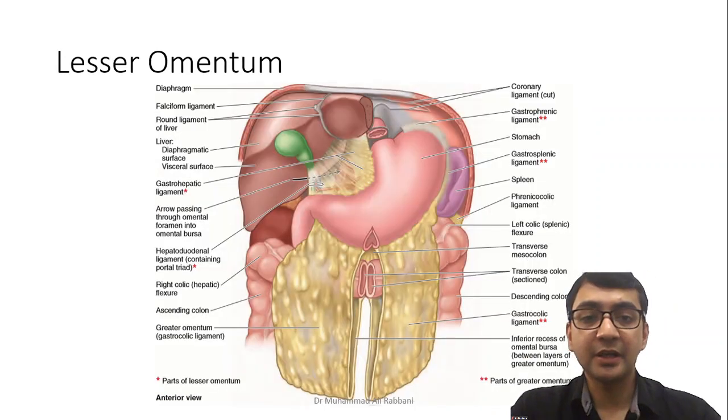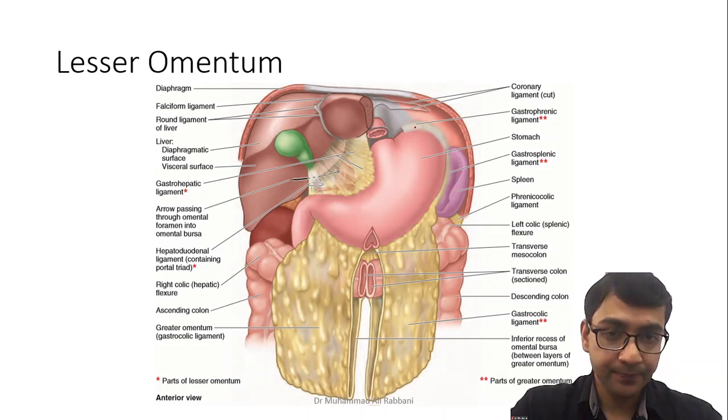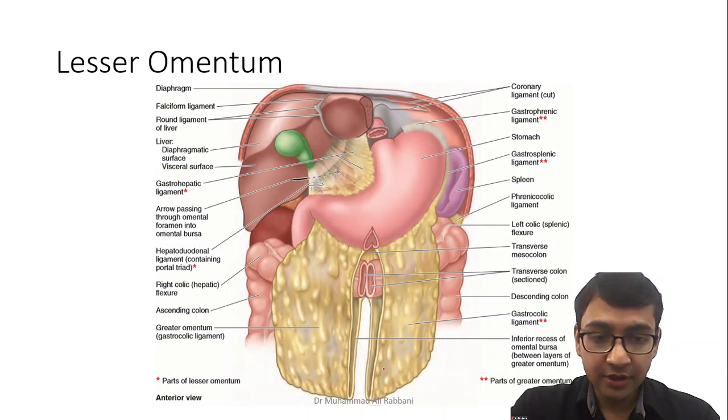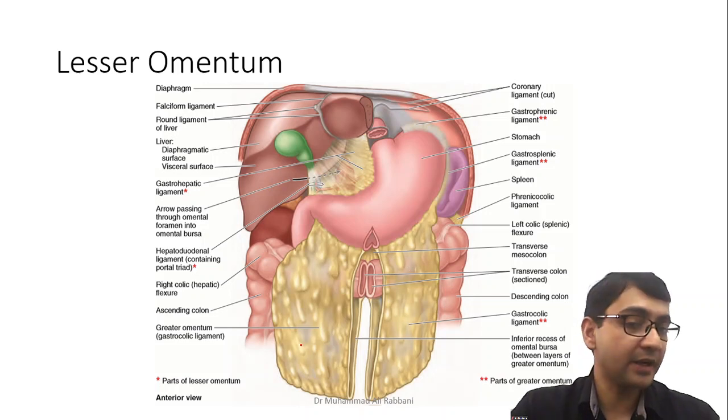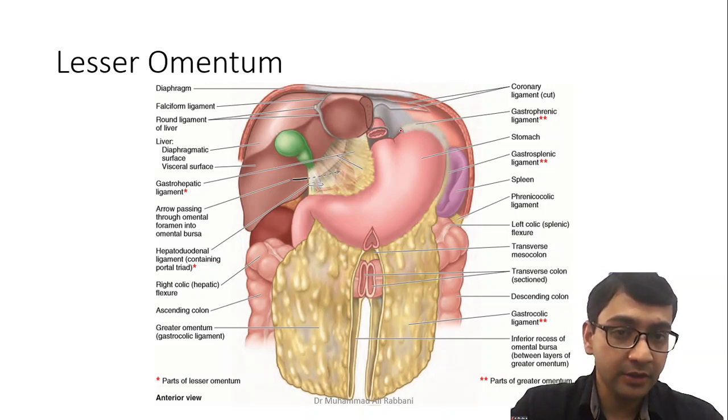This greater omentum can be divided into different parts depending upon its attachments. So, the greater omentum extends all the way from here to here. This all is greater omentum. Generally the word greater omentum is reserved for this part that hangs like an apron. The part that extends from the greater curvature of the stomach to the diaphragm directly is now known as the gastrophrenic ligament.